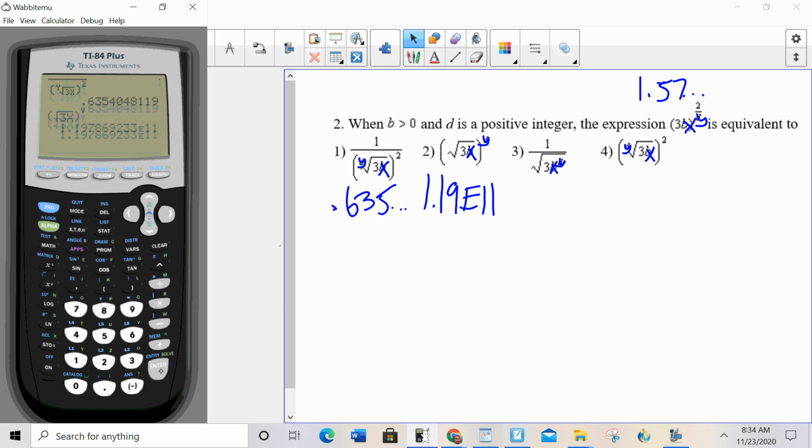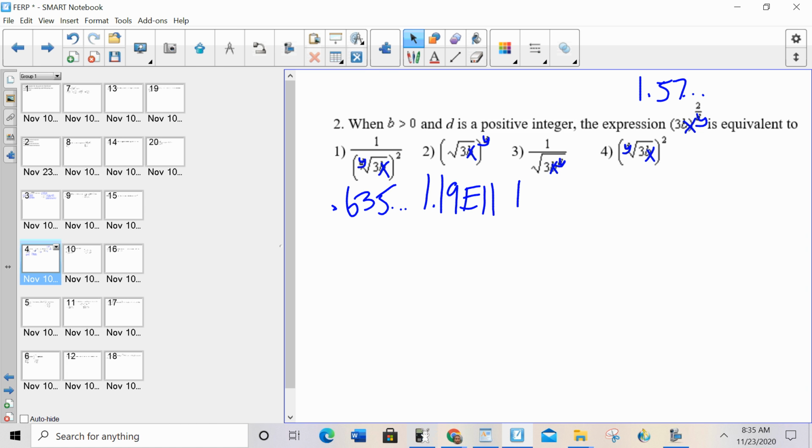Alpha y equals, enter, 1 over second radical 3x to the power of y. 1.82 e negative 8. Nothing's matching up. I'm hoping this last one does, or else we've got some problems, but I'm confident.